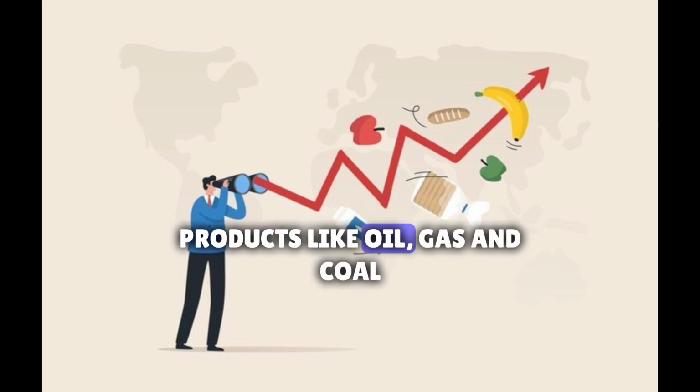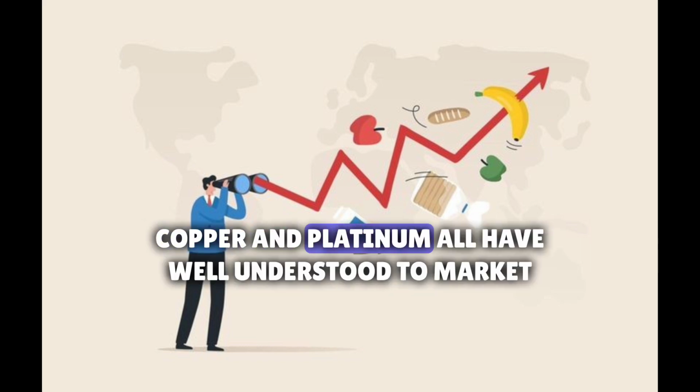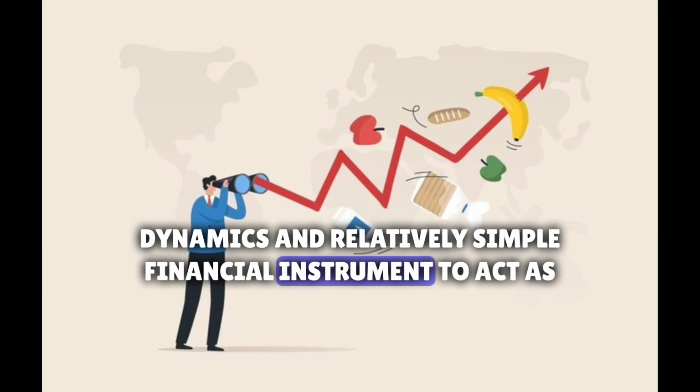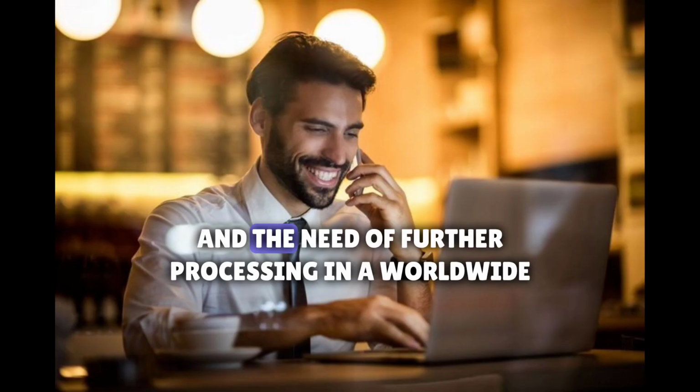Energy products like oil, gas and coal. Agricultural products like corn, soy, canola, pork and beef. Metals like gold, silver, copper and platinum all have well understood market dynamics and relatively simple financial instruments to act as trading vehicles. Many commodities are priced according to the market demand and the need for further processing.